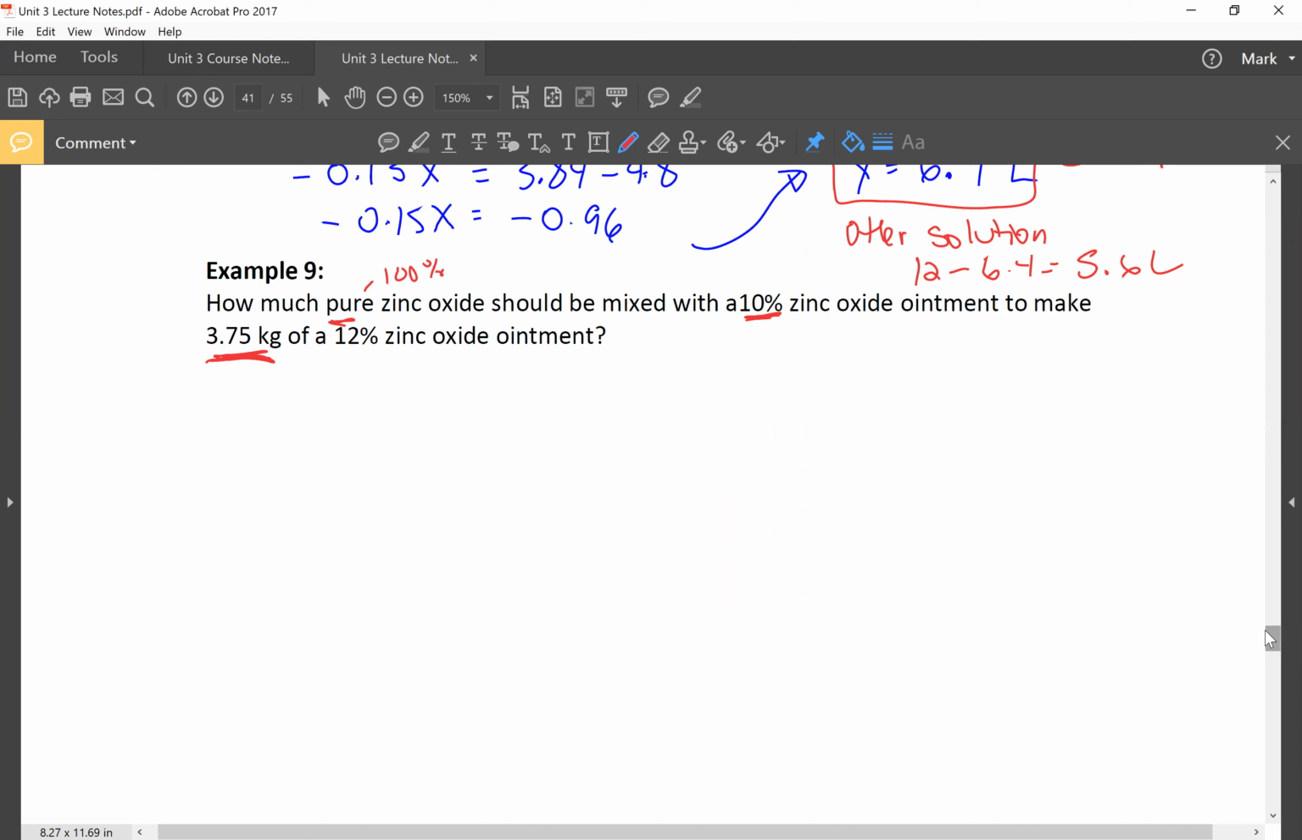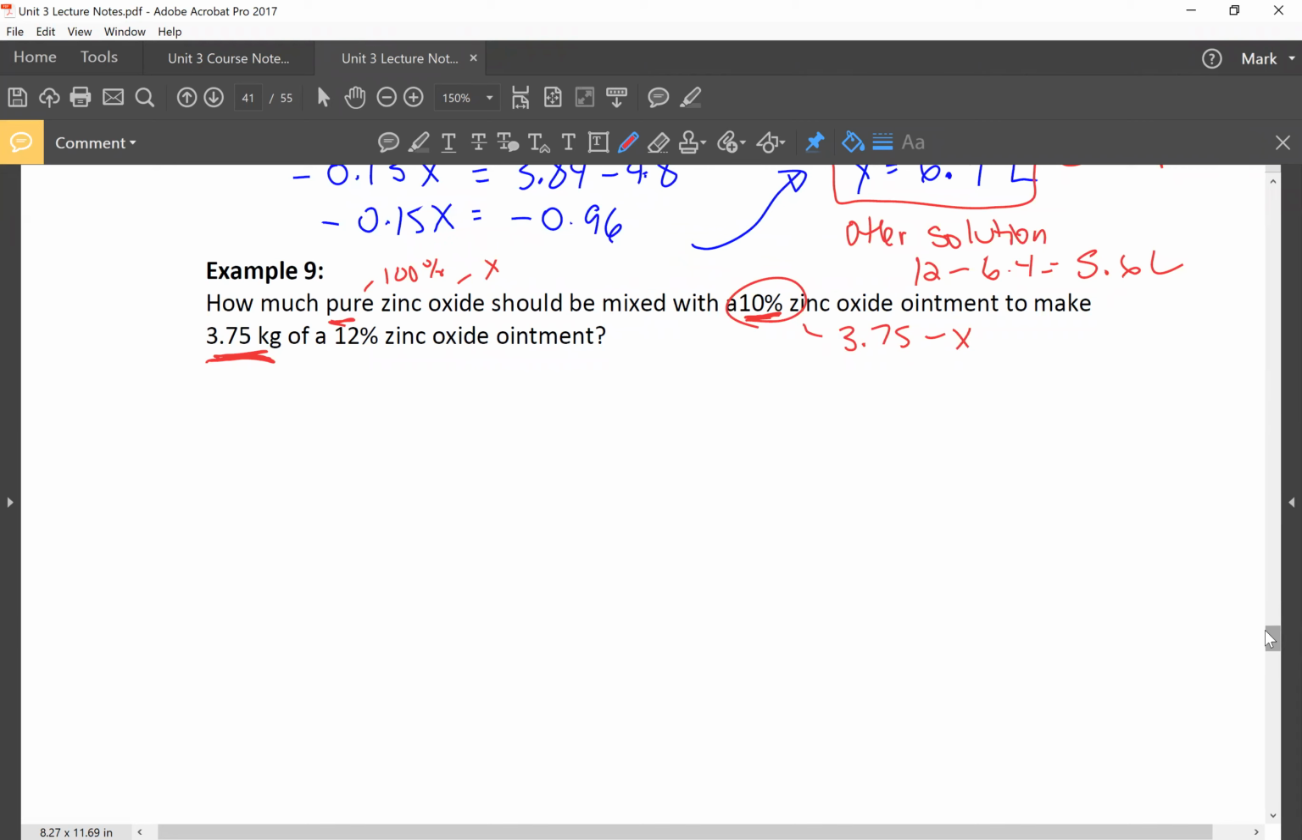So I'm going to let the amount of this equal X, and the amount of the 10% I'm going to say is 3.75 minus X. My total amount subtract the amount of pure. Again, I hope that makes sense. If X is the pure zinc oxide, and in total I'm making 3.75 kilograms, well, then the other chemical must be 3.75 minus that, right? I hope that makes sense.